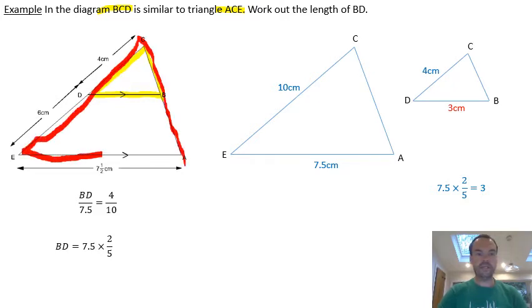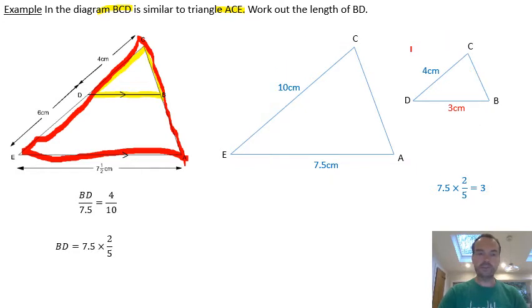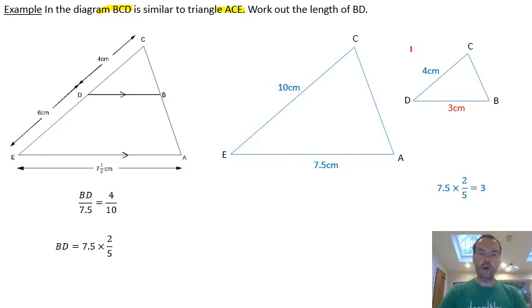Okay, that's the important thing. Then we could draw the two triangles and decide which sides to put together to get the scale factor. Okay, before we do that though, let's look at why BCD is similar to ACE.